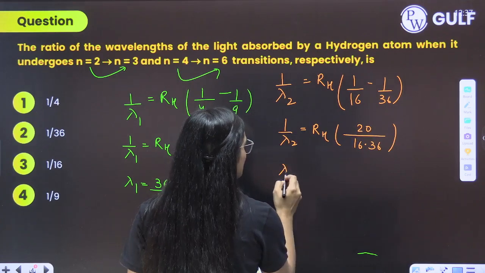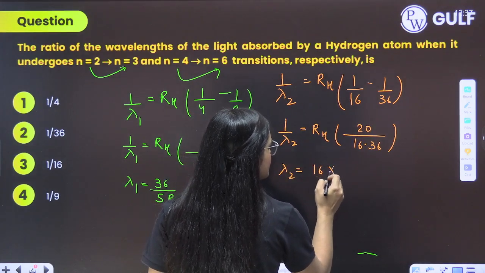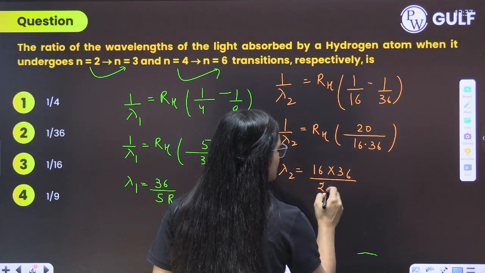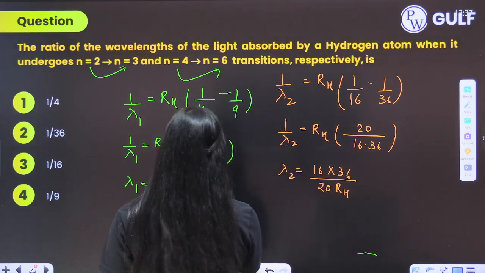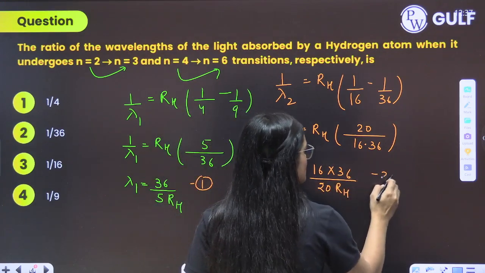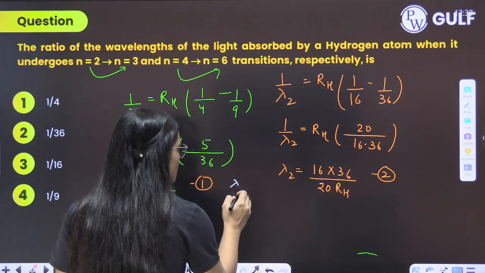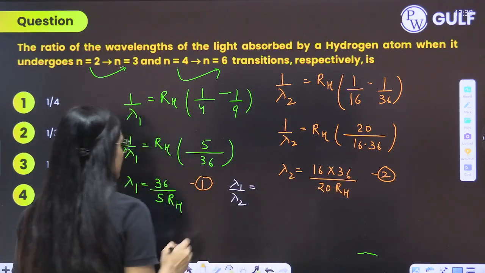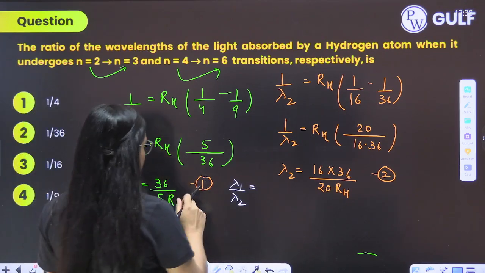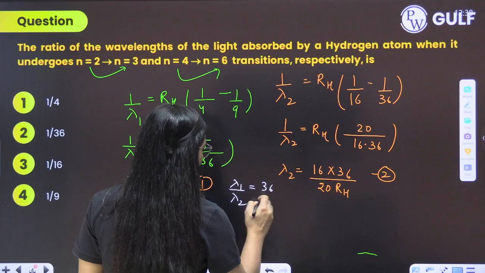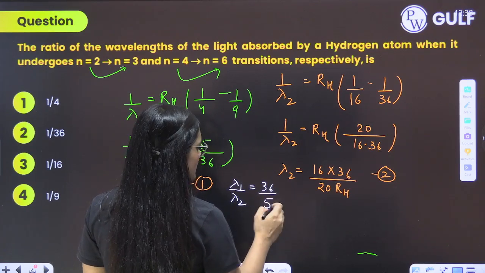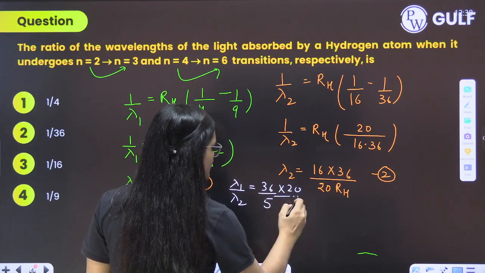Now lambda 2 we can write as 16 into 36 upon 20 RH. Now you can divide the two. This is your first and this is your second. So first divided by second, lambda 1 upon lambda 2. When you divide lambda 1 by lambda 2, RH will cancel out. 36 upon 5 into 20 upon 16.